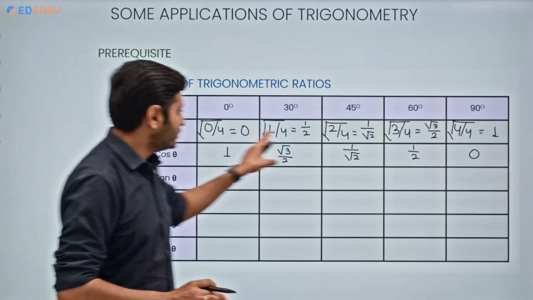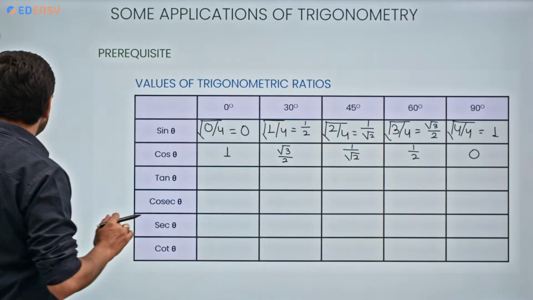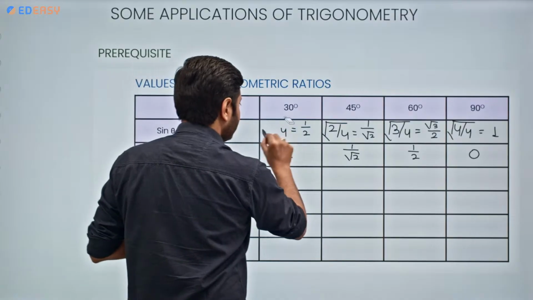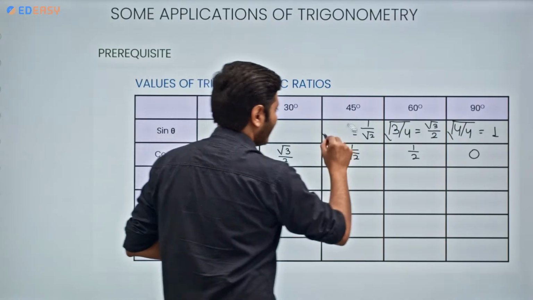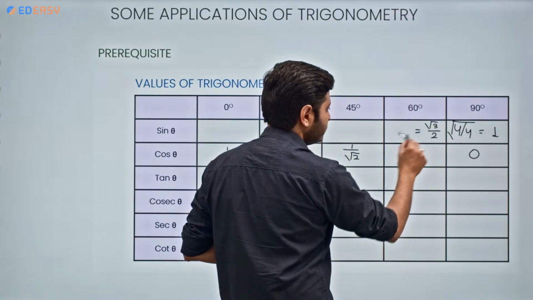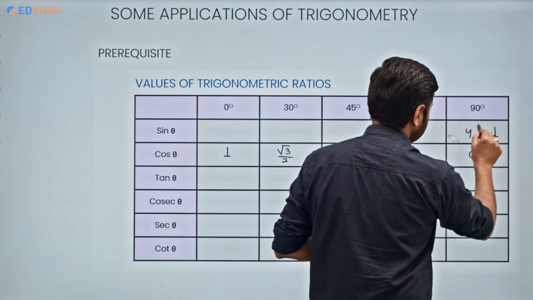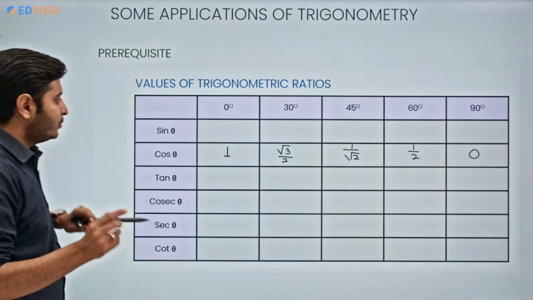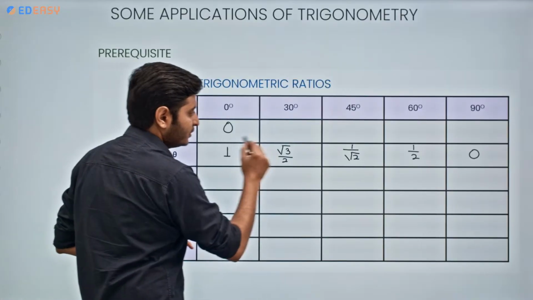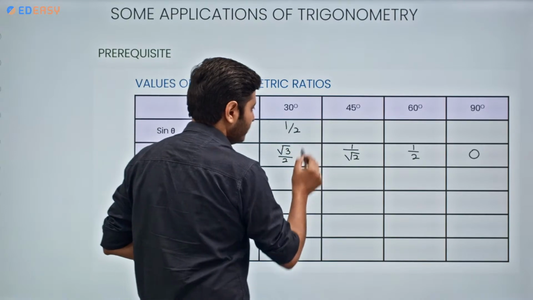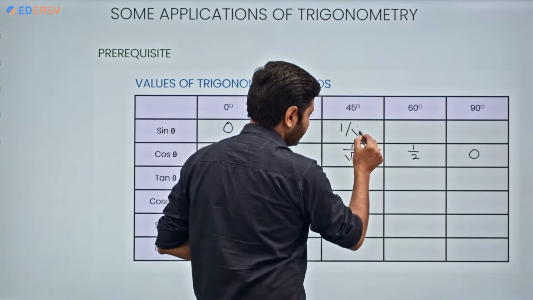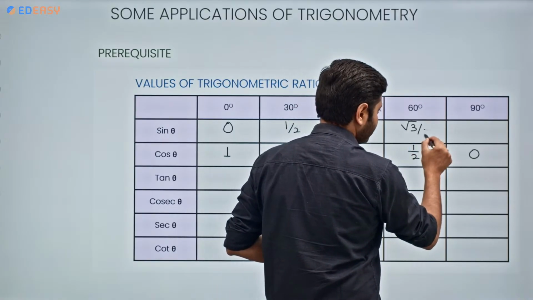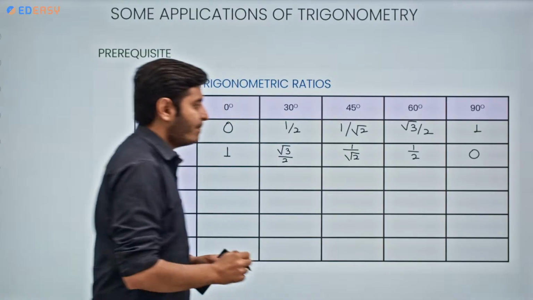Done. Now this is looking very clumsy, no? So let me do one thing. Let me erase this and let me rewrite the values again. But you know the trick now, na? How to find these values? 0, 1, 2, 3 and 4. Divide all the values by 4 and put under root. Then that way you can easily find the values. This will be root 3 by 2 and this is 1.